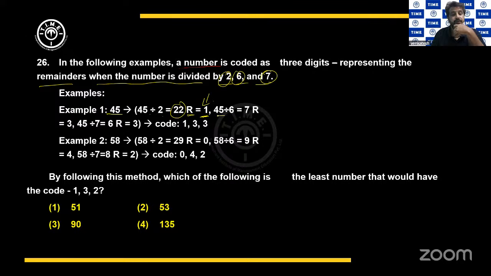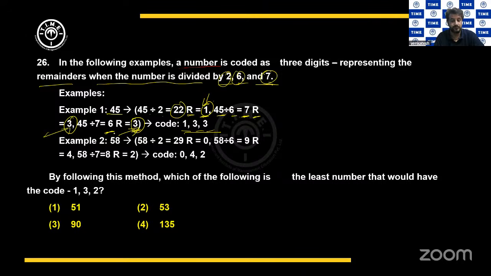Now 45 divided by 6. 6 goes 7 times, and the remainder is 3. Okay. Now 45 divided by 7. It goes 6 times, and the remainder is 3. So 1, 3, 3. The code is 133: 1 is the remainder, 3 is the remainder, 3 is the remainder.